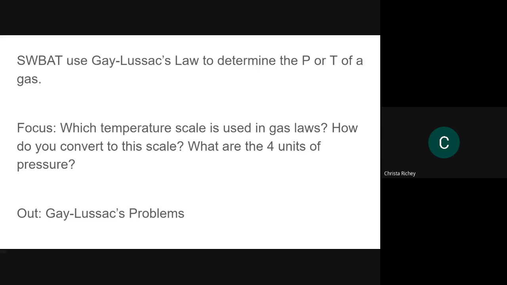So you have multiple pressures that you can be in. The temperature has to be in Kelvin or this math does not work. And then we will have a work day tomorrow. So these are your 4 pressures. This is how you change from Celsius to Kelvin. It has to be in Kelvin. And I give you the answers.